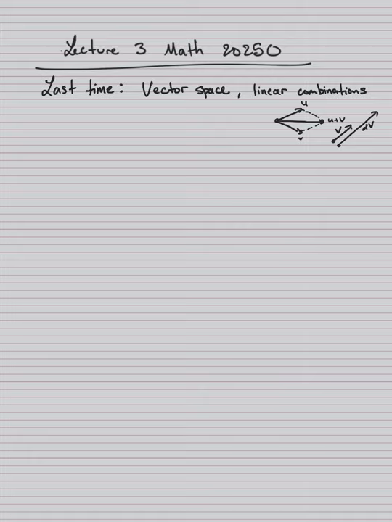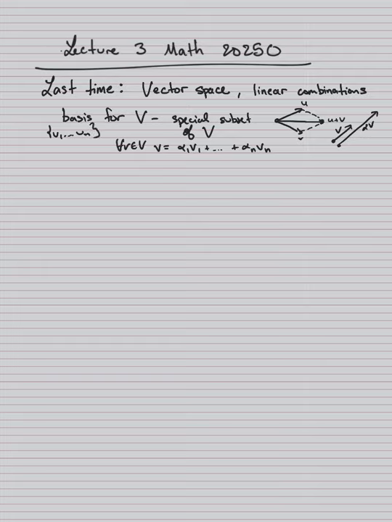And then we saw the idea of a basis for v. This was just a special subset of v, which I won't write out the definition of again, but the essential characterization is that any vector in v was some linear combination of vectors in this basis, right? So this is v1 up through vn.